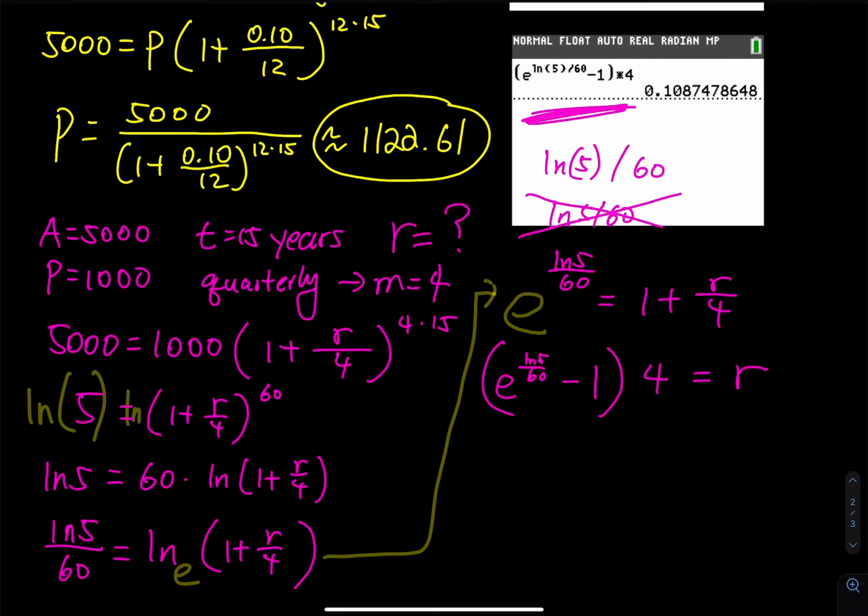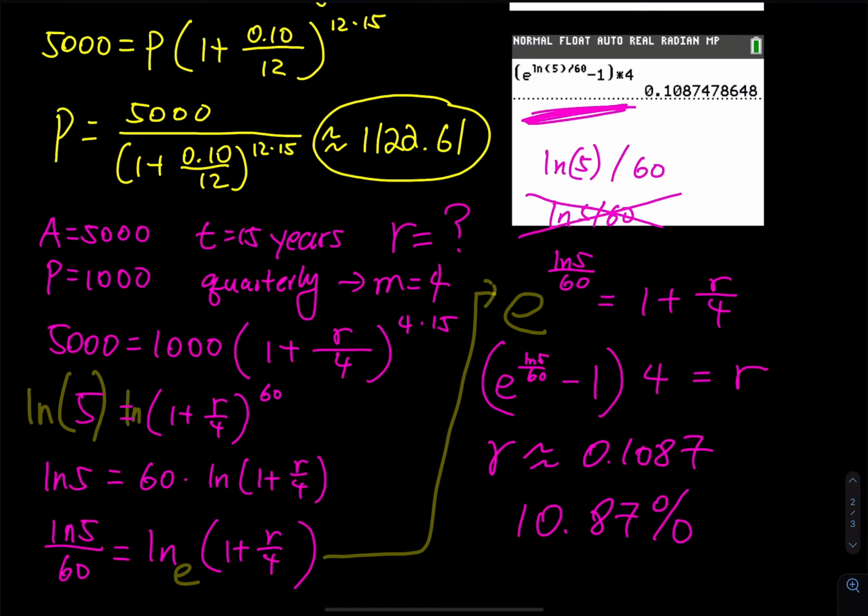All right, subtract 1, times 4. I did everything in one line, so the round-off error is minimized. So what does r equal? r is approximately, let's take 4 decimal places, 0.1087. So this is approximately a 10.87% interest rate, which is not realistic, but I know the point of this exercise is to practice solving for r and using your calculator to evaluate the expression.